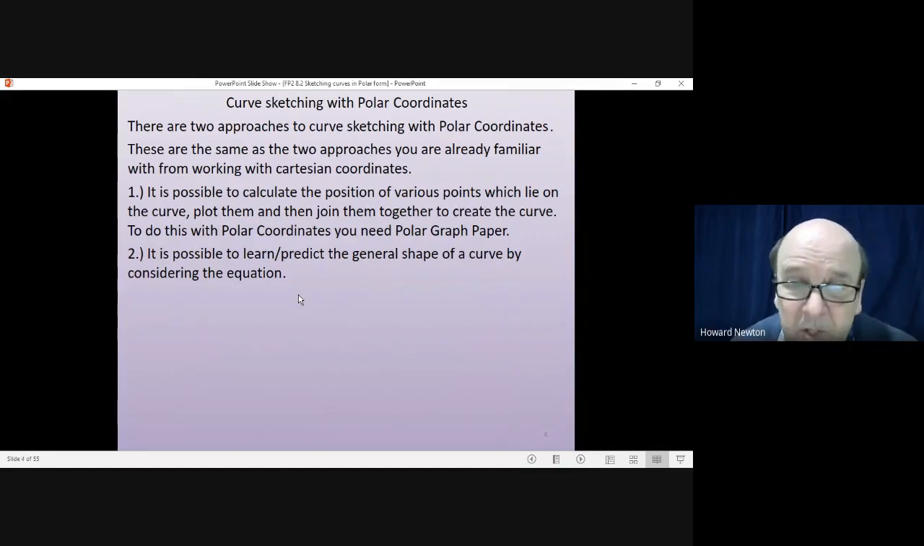Now we're going to meet quite a lot of different types of polar curve today, and there is real value in you just noting them down and trying to learn the general shape of certain curves.